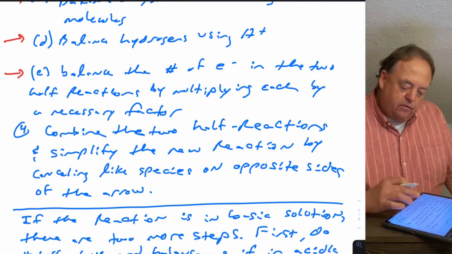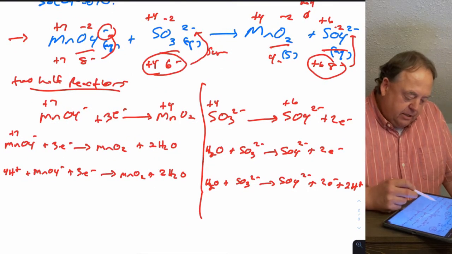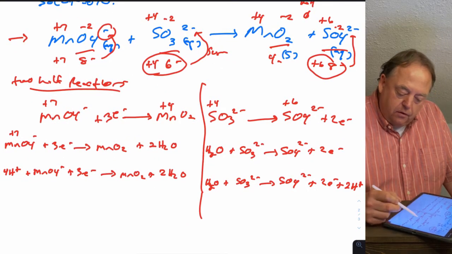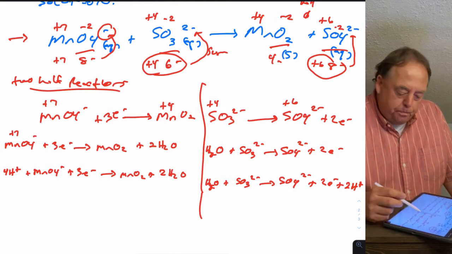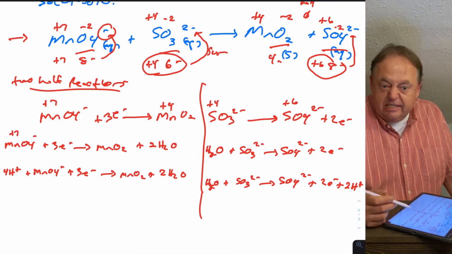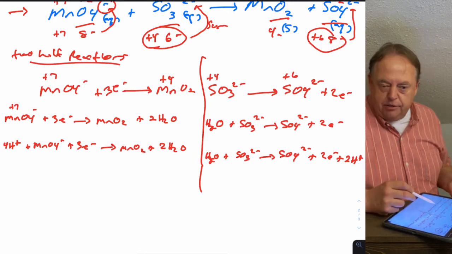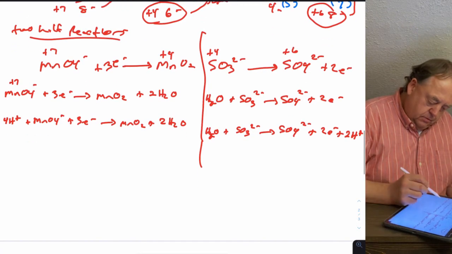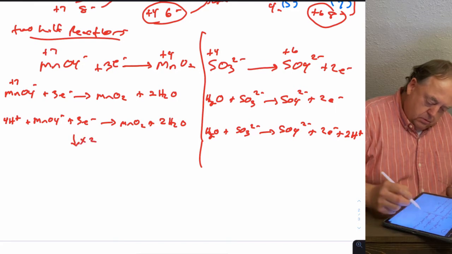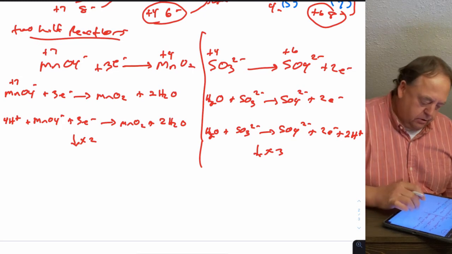So we need to balance the number of electrons between the 2 half reactions. So the manganese half reaction has 3 electrons, but the sulfur half reaction has 2 electrons. So we need the common number of electrons between the 2. So the common number of electrons would be 6. So if we need 6 electrons in each half reaction, so the manganese reaction, we need to multiply everything by 2. And the sulfur reaction, we need to multiply everything by 3. So we need to multiply everything in the reaction by those numbers.